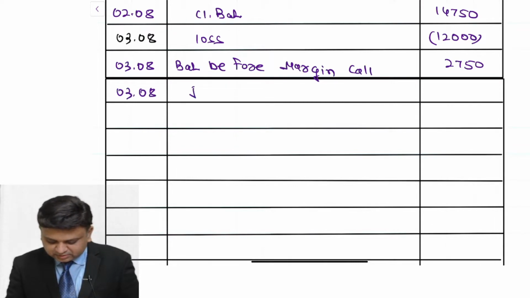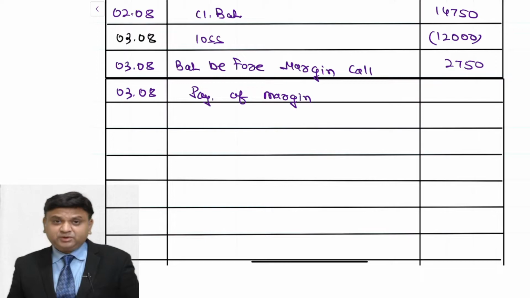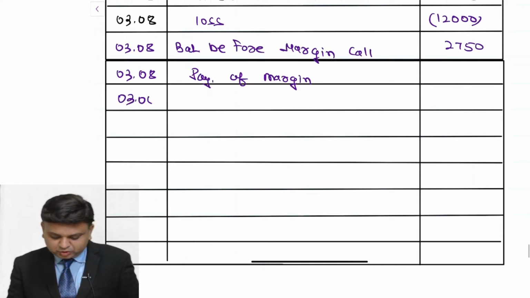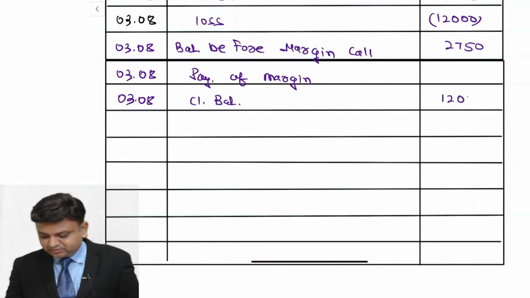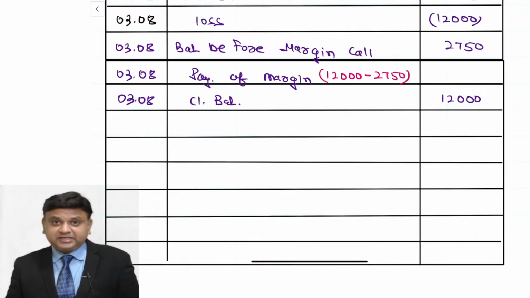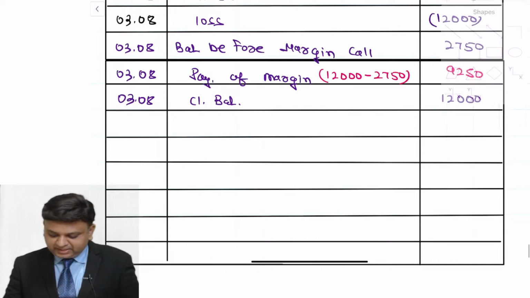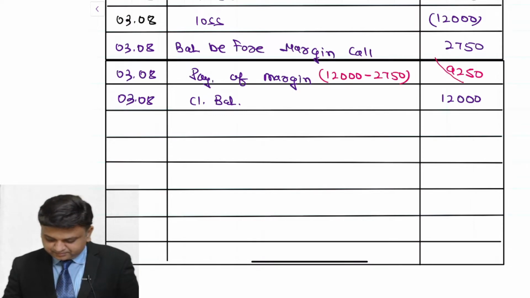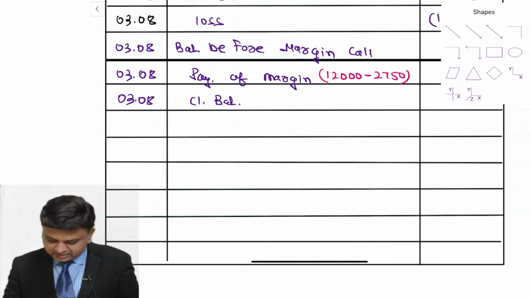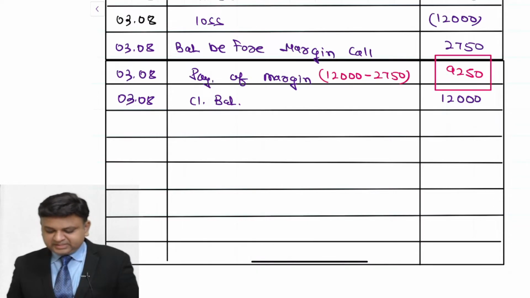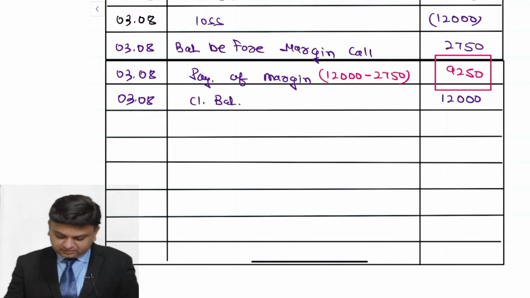So on 3rd of August, payment of margin. Such an amount of margin is required to be paid so that the closing balance is equal to the initial margin, that is 12,000. So it is 12,000 minus 2,750, that comes to 9,250. This is what we are required to pay as a trader. This is calculated as a balancing figure. Since there is a loss, there is no question of withdrawal.